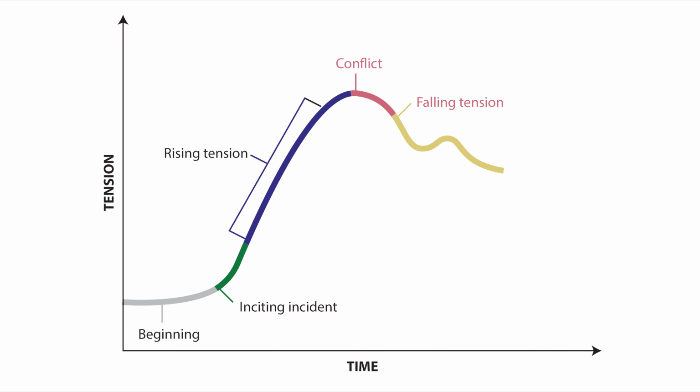Alternatively, there may be a slight hiccup with the solution which gives us another small bump in the tension. For example, a couple may overcome their major conflict and get together, which leads to falling tension, until an ex-partner enters the picture and there is a misunderstanding which creates a small bump in the tension.